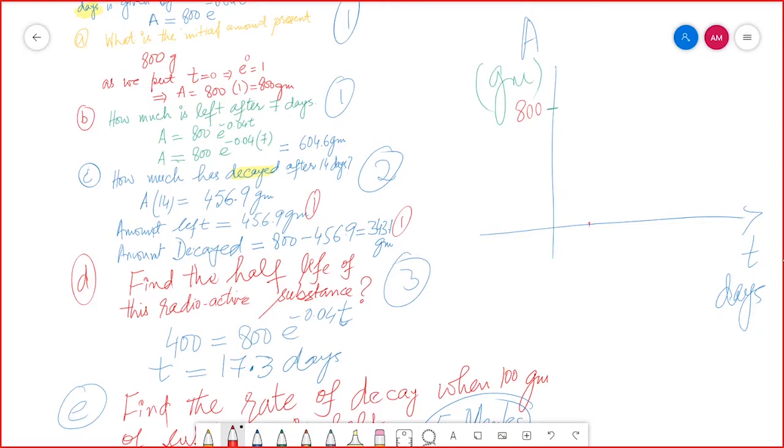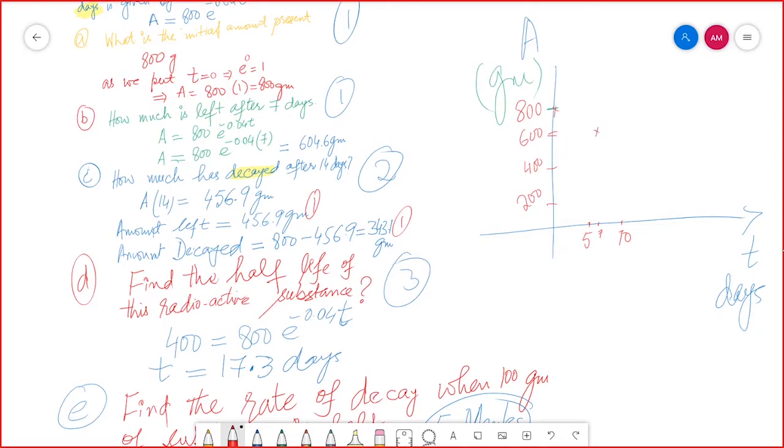And let's say this is 5, this is 10, so this is around 7. How much is left after 7 days? I just make this 400. It's not to the scale, just trying to give you an understanding. So after 7 days, it's somewhere here.